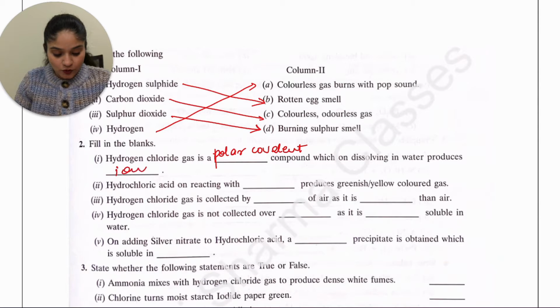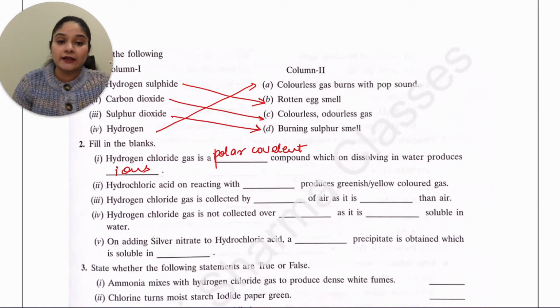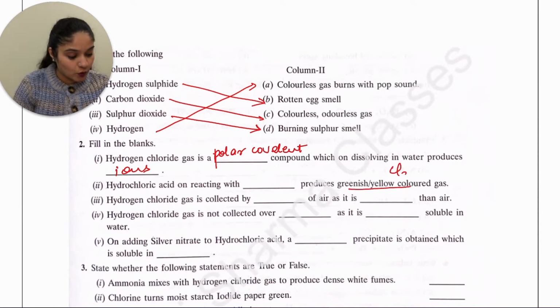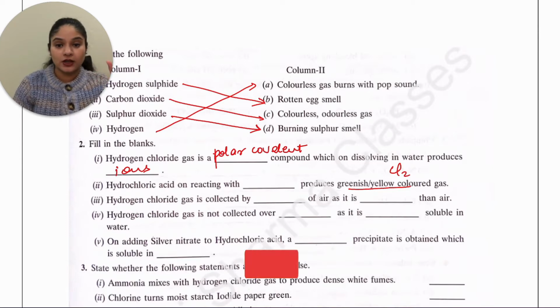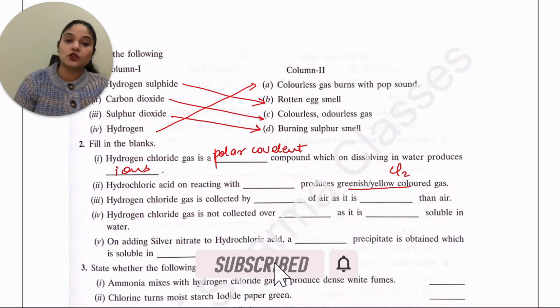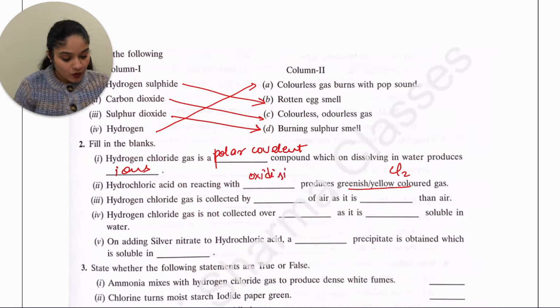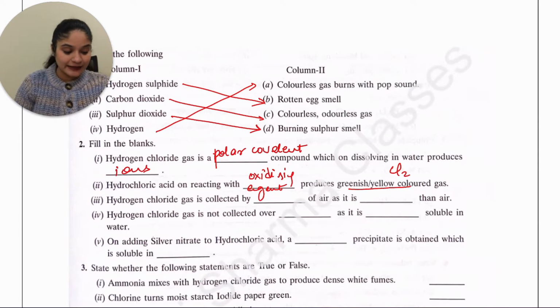Next, hydrochloric acid on reacting with dash produces a greenish yellow colored gas. The greenish yellow gas they are talking about is chlorine gas. When will hydrochloric acid give out chlorine? It will give out chlorine when it is reacting with oxidizing agents. Therefore, you get chlorine gas, your greenish yellow colored gas. So, oxidizing agents.